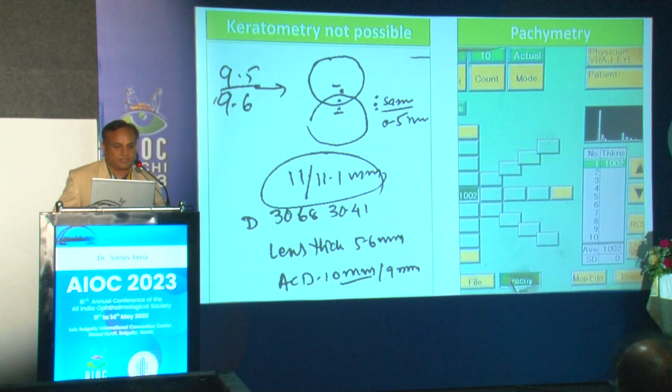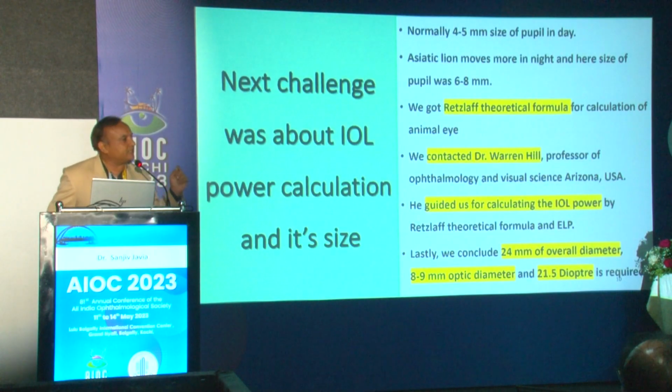ACD is 10 millimeter. Pachy is 1000 micron, so it is a 1 millimeter thick cornea. White to white is 24 millimeters. It is large, and the pupil size is also more than 6 millimeter. Usually these are nocturnal animals. They move at night, Asiatic lions do. So night pupil was mostly more than 6 millimeters, 6 to 8 millimeters.